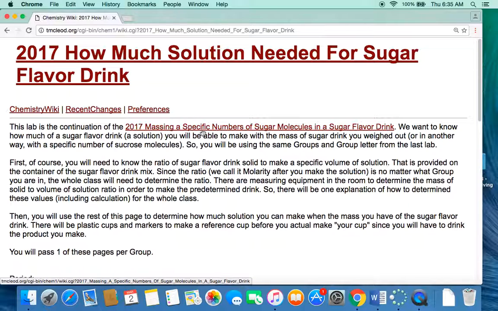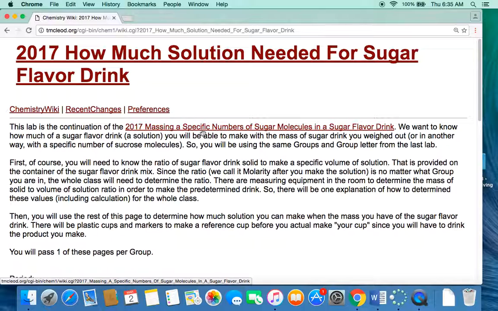In this particular lab, I gave you a specific number of sugar particles, and I told you to use your knowledge of mole calculations to determine the mass you need to weigh out. And you weighed it out, and you gave it to me in a Ziploc bag with a bunch of information.